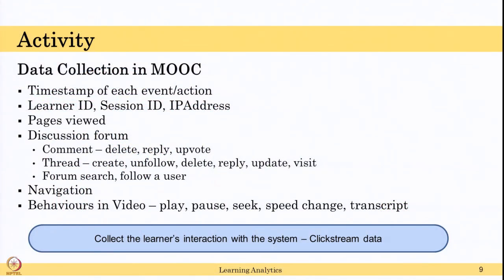So, simply the idea is: please collect all the learners' interaction with the system, that is called clickstream data. Wherever the students click buttons, using mouse or keypad, typing, capture all the data. Then you come up with features which can be used from this data, so that we can predict the student's performance or predict which students will drop out, whatever your research question is. So, simply collect the learner's interaction data using clickstream data capture.